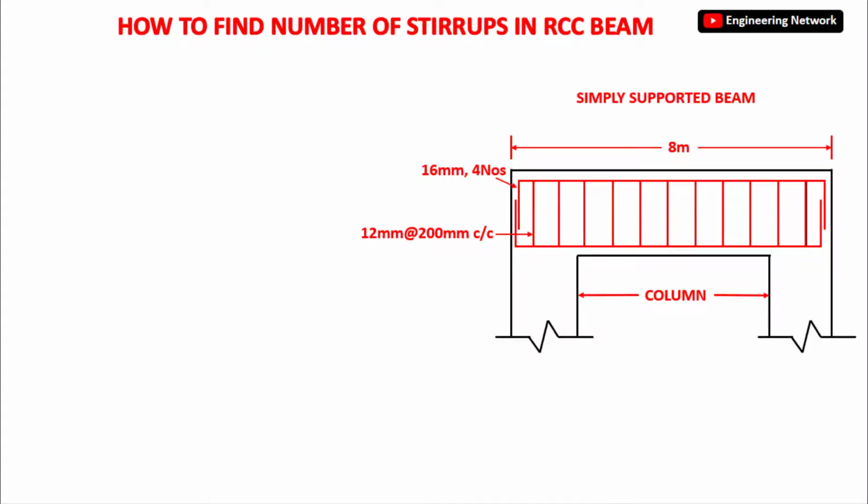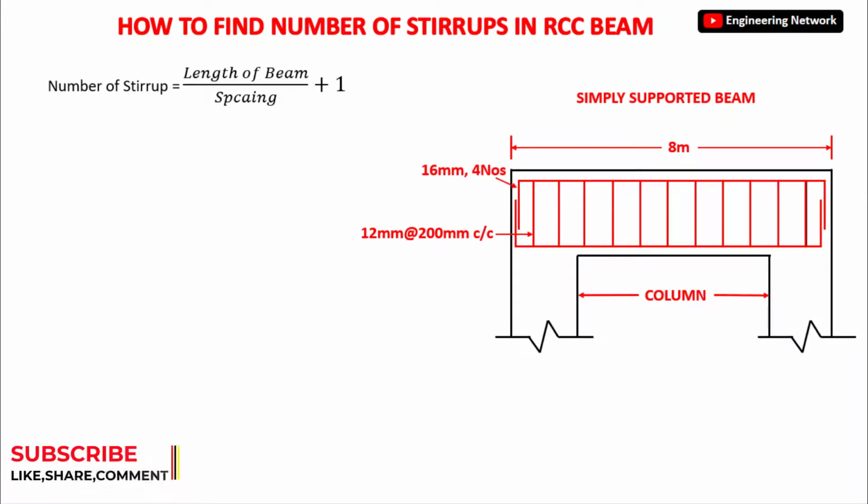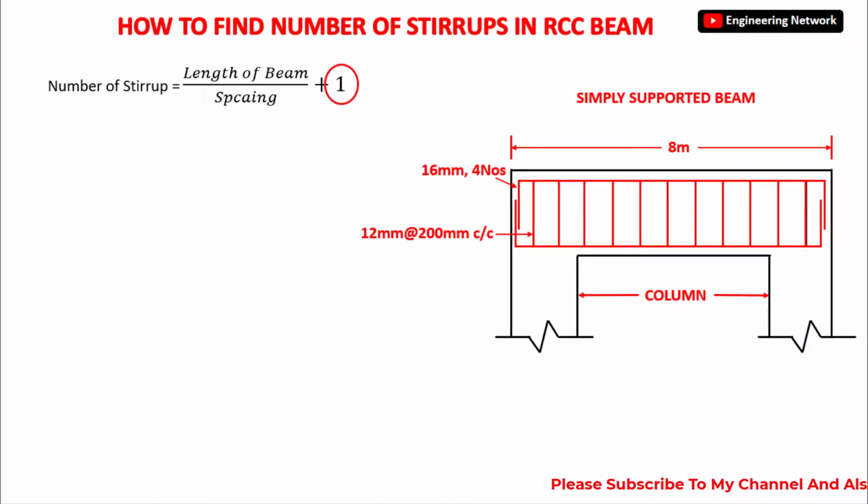Now let's find out the number of stirrups required for this RCC beam. So the formula is: number of stirrups is equal to length of beam divided by spacing between stirrups, plus 1. In my previous video about the calculation of ties in RCC column, I have briefly explained why we add this 1 in the formula. So please watch that video on my YouTube channel. You will also find the link in the description of this video.